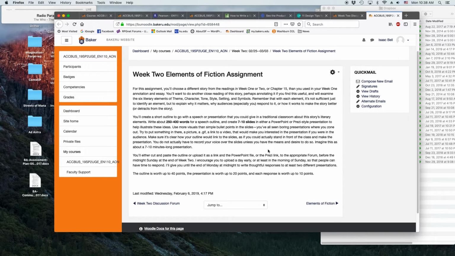Now, this is worth 80 points total. The outline is worth 40 points, the presentation is worth 20 points, and you're going to have to respond to a couple of them, and that's worth 10 points each.